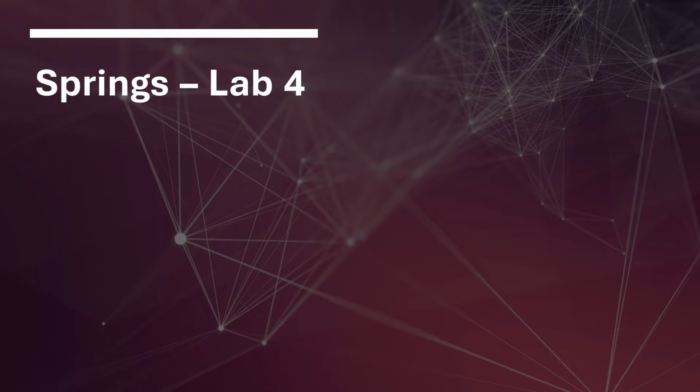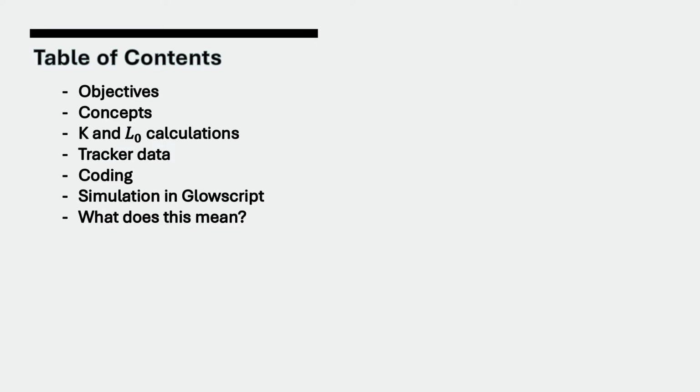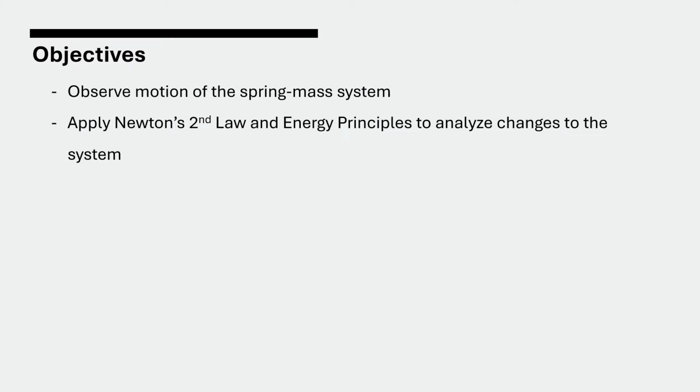Hi, this is my Lab 4 video report on strings and oscillation. So a little table of contents up here. We're going to go through the objective of the lab, the content of the lab, the K, the spring constant, and the relaxed length calculations, tracker data, some of the coding, then we're going to go through the simulation and GlowScript, and then finally, what does this mean?